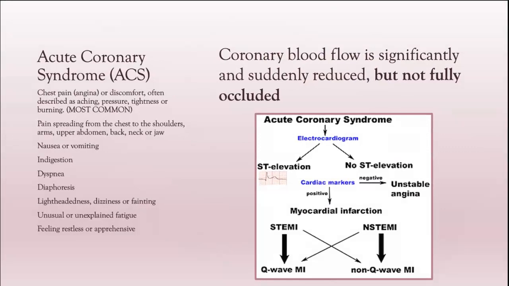So acute coronary syndrome occurs when there is a sudden decrease in perfusion to the heart muscle. Okay, this is different than a heart attack, and I know that many students get confused with this. But if you review the graphic on the slide, we will take it as far as the cardiac markers. The most common cardiac marker used to help diagnose an MI is a troponin.